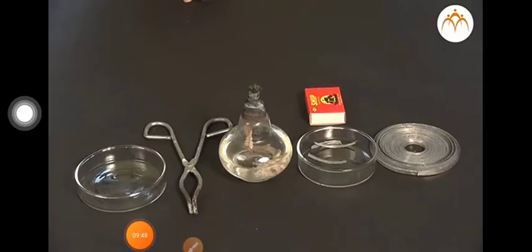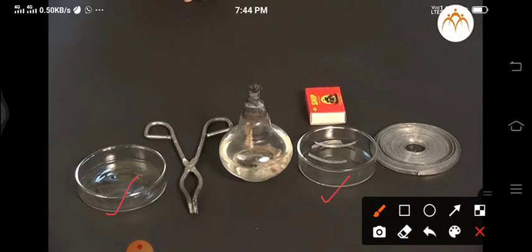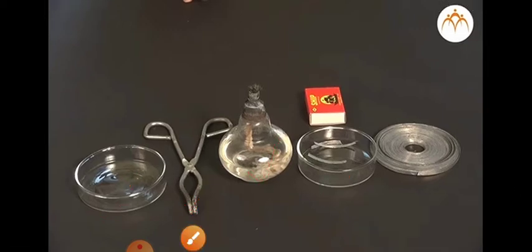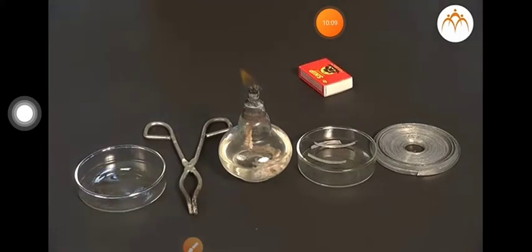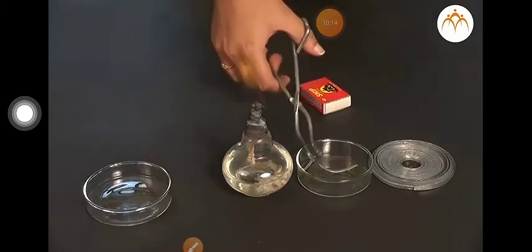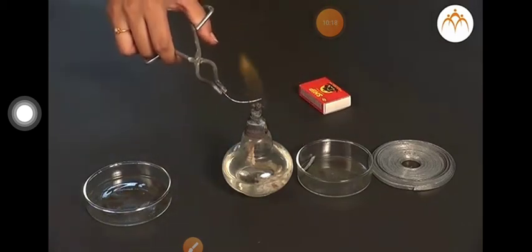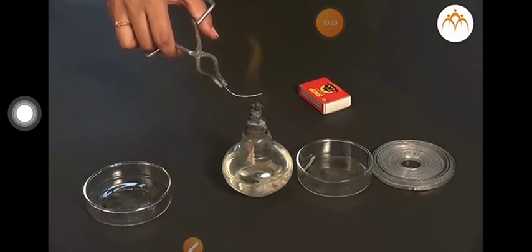Here you can observe 2 discs. In one disc, a magnesium strip is there, a matchstick, a spatula to handle the magnesium strip, and a burner. Now the procedure is: start burning. Hold a spatula in your hand and hold the magnesium strip. Now give heat with the help of air.